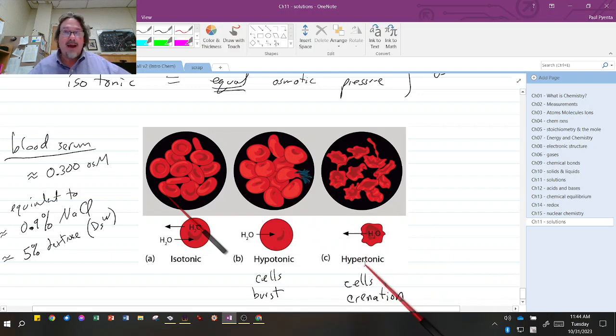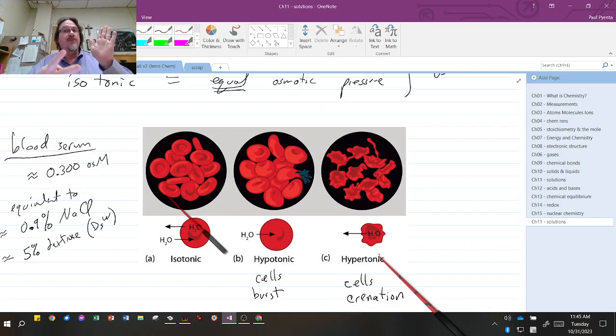Hypertonic, hyper, like hyperactive. Hyper means above or bigger than, right? And so here you're putting the cells into a solution which has all kinds of stuff dissolved into it, and so the water goes out of the cell trying to dilute it, and the cells shrivel up, so they crenate. Hypertonic solutions. So those words describe the environment, the solution, if you will, that you're putting the cell into. It's either iso, hypo, or hypertonic.